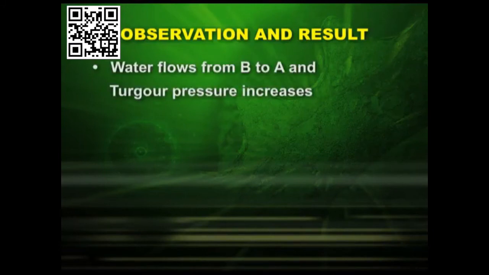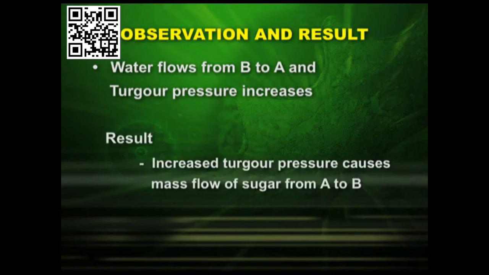Now, what is observed in this model? We observe the water flows from B to A and the turgor pressure increases. So, what is the result? The increased turgor pressure causes mass flow of sugar from A to B.